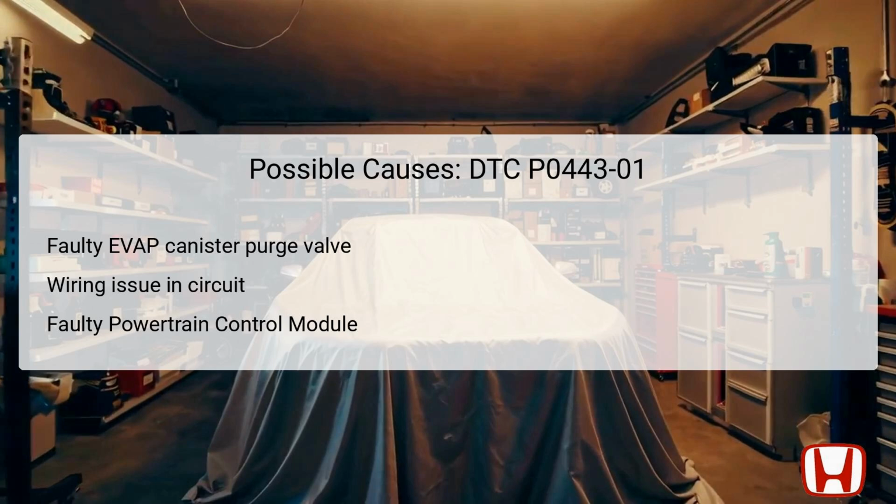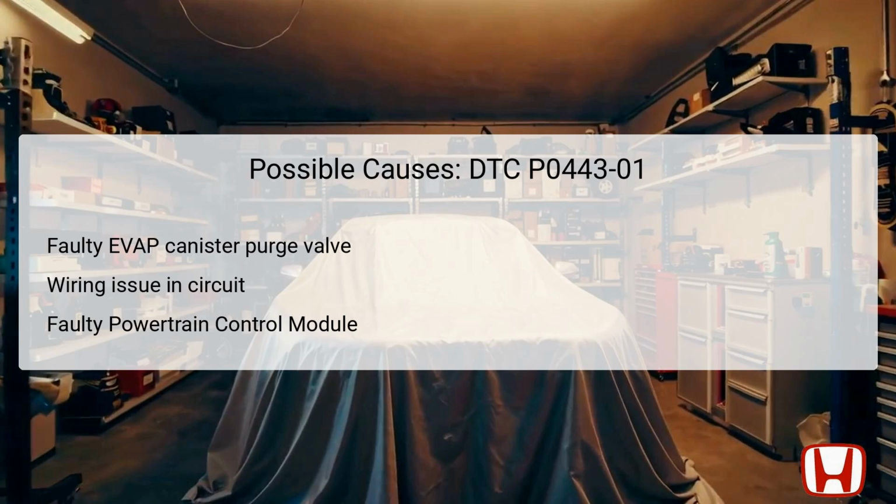Several potential causes may contribute to the occurrence of DTC P0443-01. One primary cause is a faulty evap canister purge valve. If this valve does not function as intended, it can disrupt the entire evaporative emission system, leading to error code generation. Another potential issue could lie in the wiring of the circuit itself. Damaged wires or poor connections could hinder the communication between components, particularly between the PCM and the purge valve.